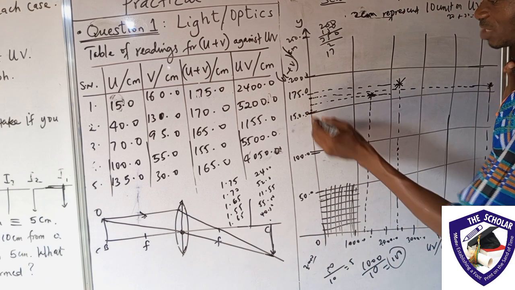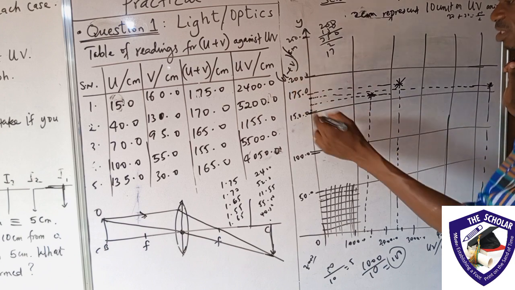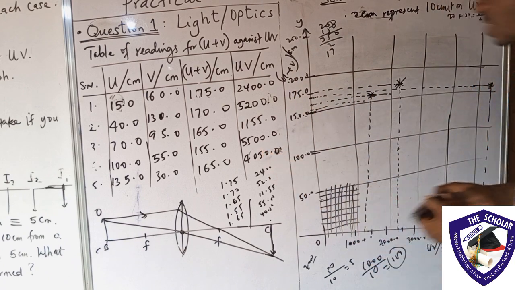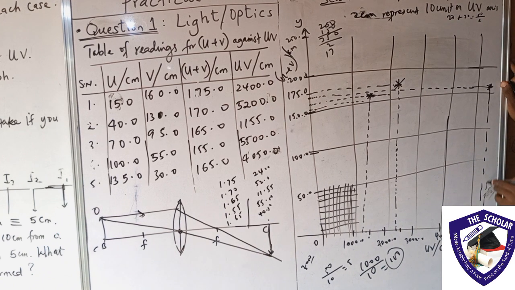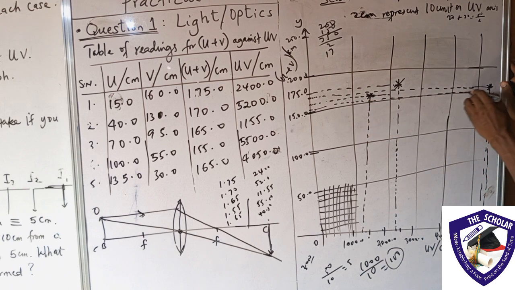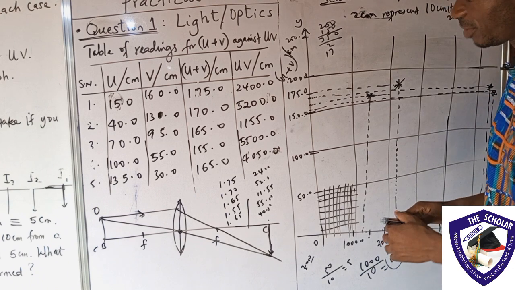Then the next one, 155. 155 is closer to this. So you can see that the graph is very skewed to a particular point. Then what do we have here? 5,500. 5,500 will be around here, closer to 6,000. So we have this here. Bring the points together.